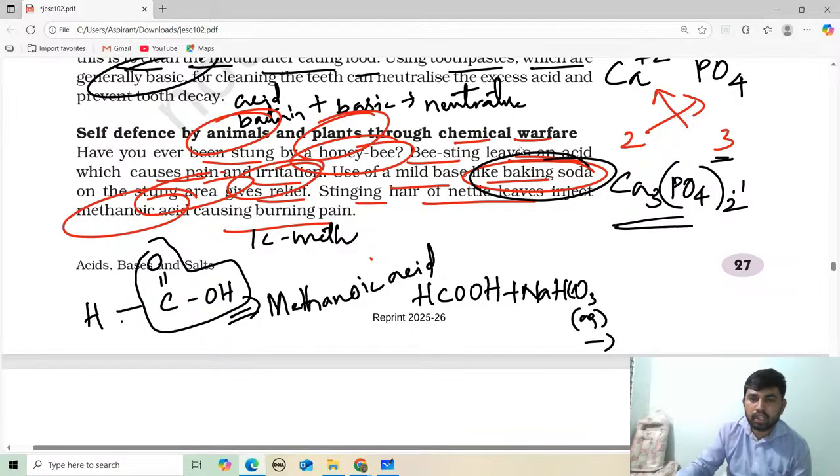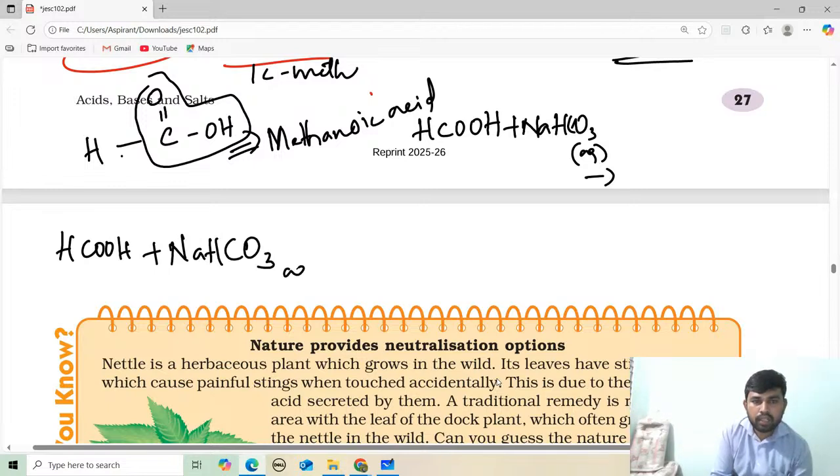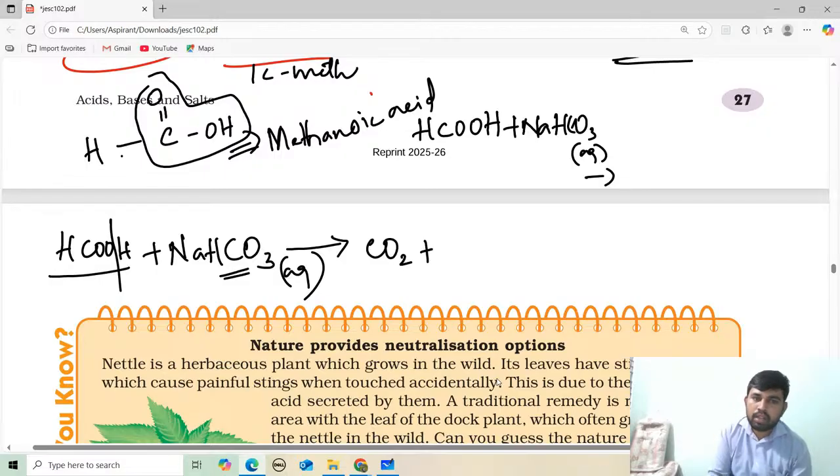Let me write the reaction here, at the bottom. So I'm writing here: HCOOH plus there is a base, a mild base, NaHCO3 aqueous solution. So what happens? Acid gives H plus, base gives OH minus. One more thing to understand here: there is a CO3, so definitely on the right side there will be CO2, plus we can expect HCOONa plus H2O. Neutralization reaction is completed.